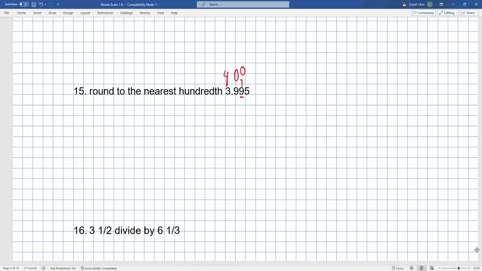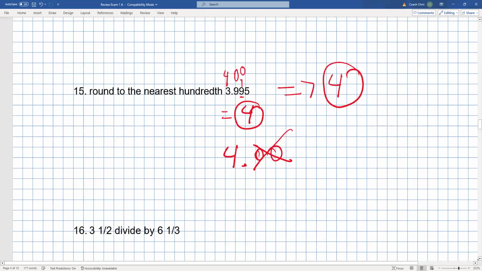You got it? So now round to the nearest tenth, your answer is going to be 4. Do not write 4.00. You do not write a trailing 0. You do not write that. Your answer right here is just going to be 4. That's it, not 4.00. Okay?